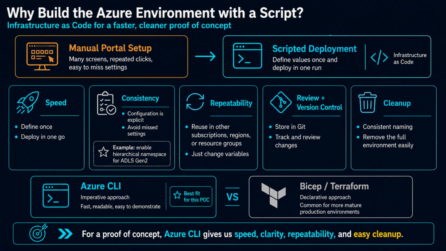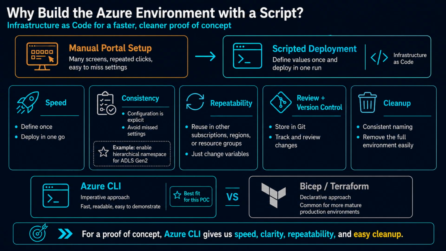The fourth reason is review and version control. The deployment becomes code. It can be stored in Git. Another engineer can review it. Changes can be tracked. And the environment is no longer dependent on someone remembering exactly which buttons they clicked. The fifth reason is cleanup. Because the resources are grouped and consistently named, we can remove the complete environment easily when the demonstration is finished.